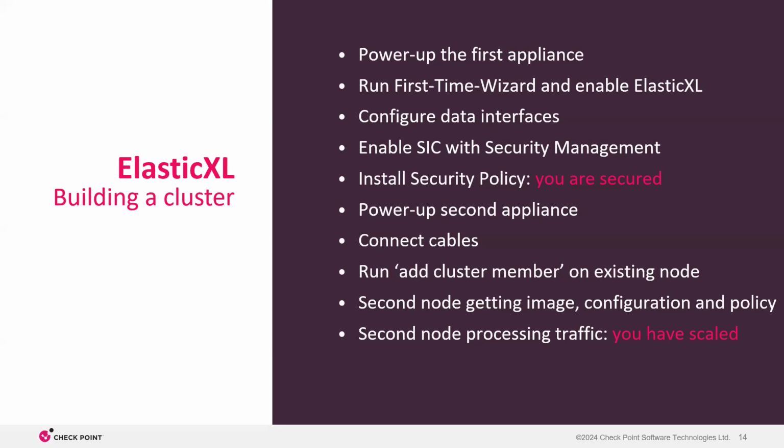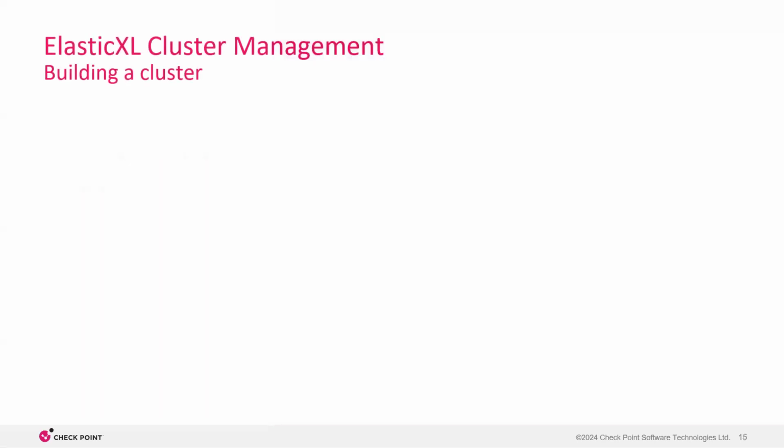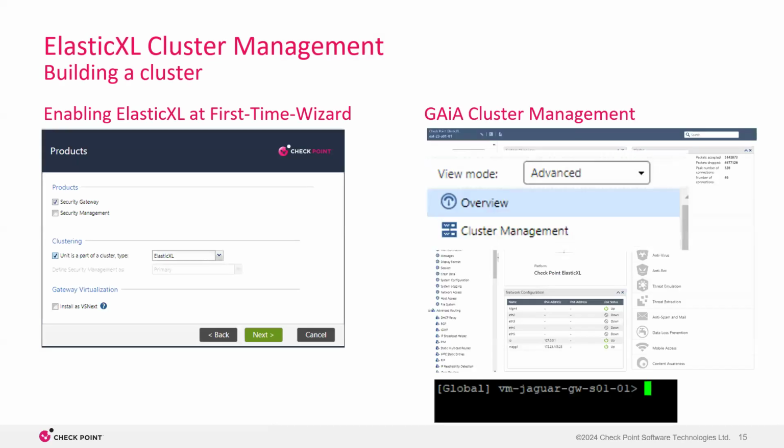What will then happen is the second node, second and third, will get the image, the configuration, and the policy through the process of first it will grab all the patches, then it'll grab the configuration, then it'll grab the policy, rebooting as needed through the process, and then add itself to the cluster. And at the end of the day, this is the whole interface. Run it through the first time wizard, and then you have cluster management.